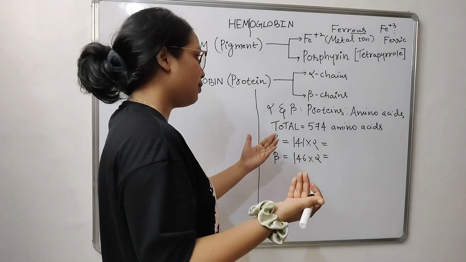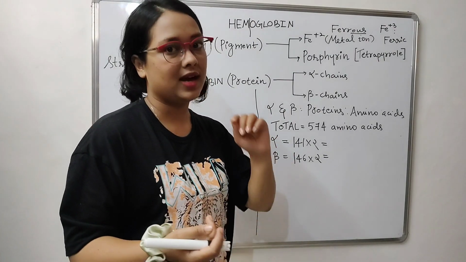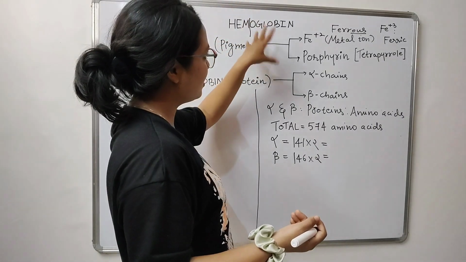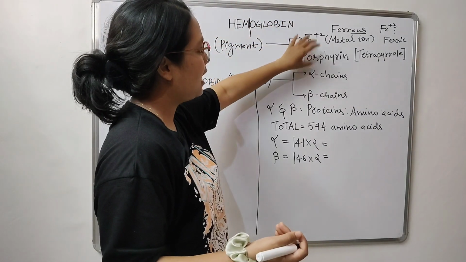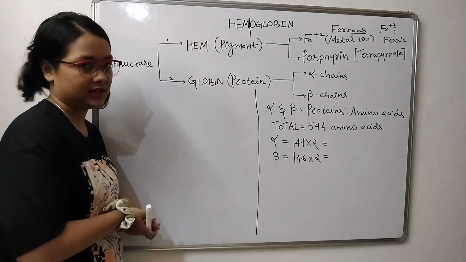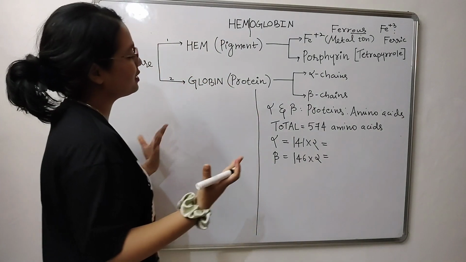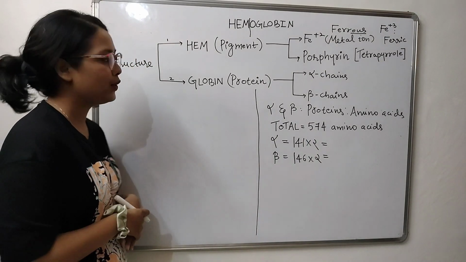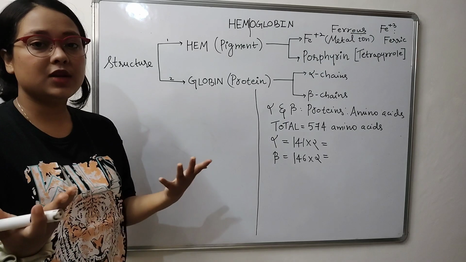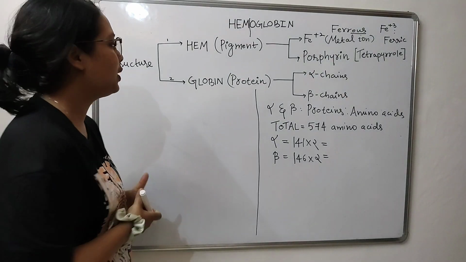Now, what is a tetrapyrrole system? I will tell you guys in a bit. For now, we have the heme part categorized into ferrous and porphyrin. That being said, let's come to the globin part. We'll finish with the globin part because that is comparatively easier to understand. Globin is nothing but the protein chain which is present in hemoglobin.